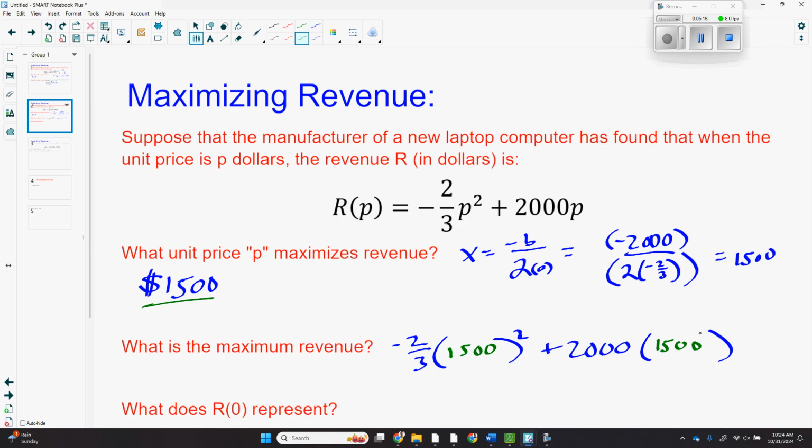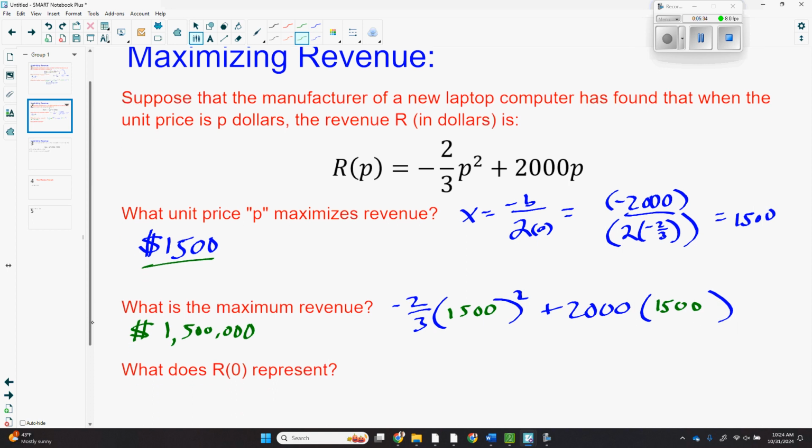All right, and this gives me 1.5 million, really big number here, which means that this laptop company could have a max profit of $1.5 million, or $1,500,000.